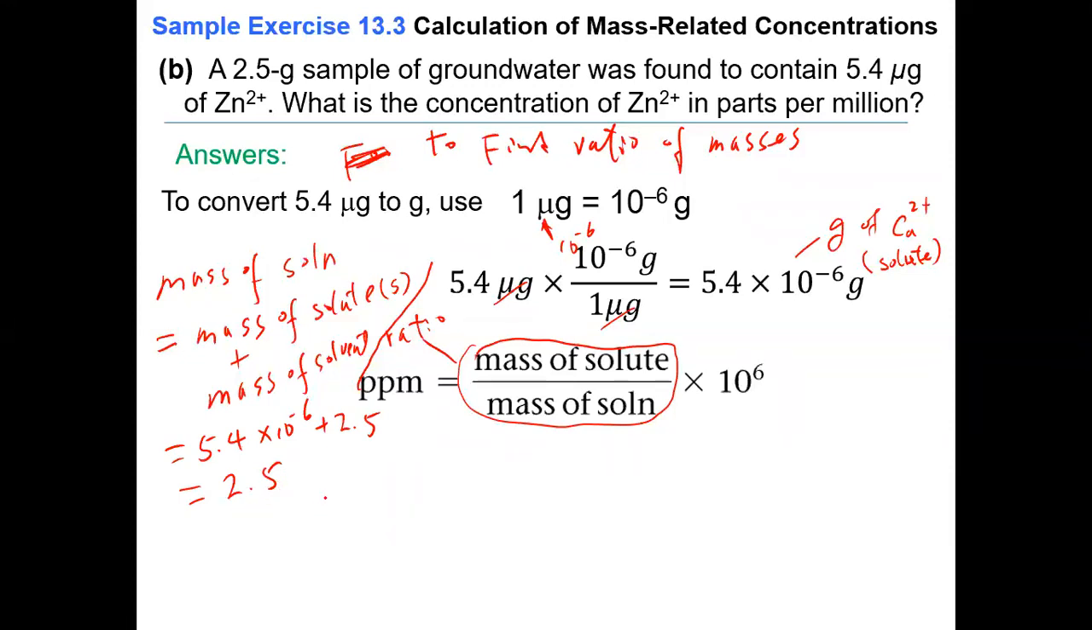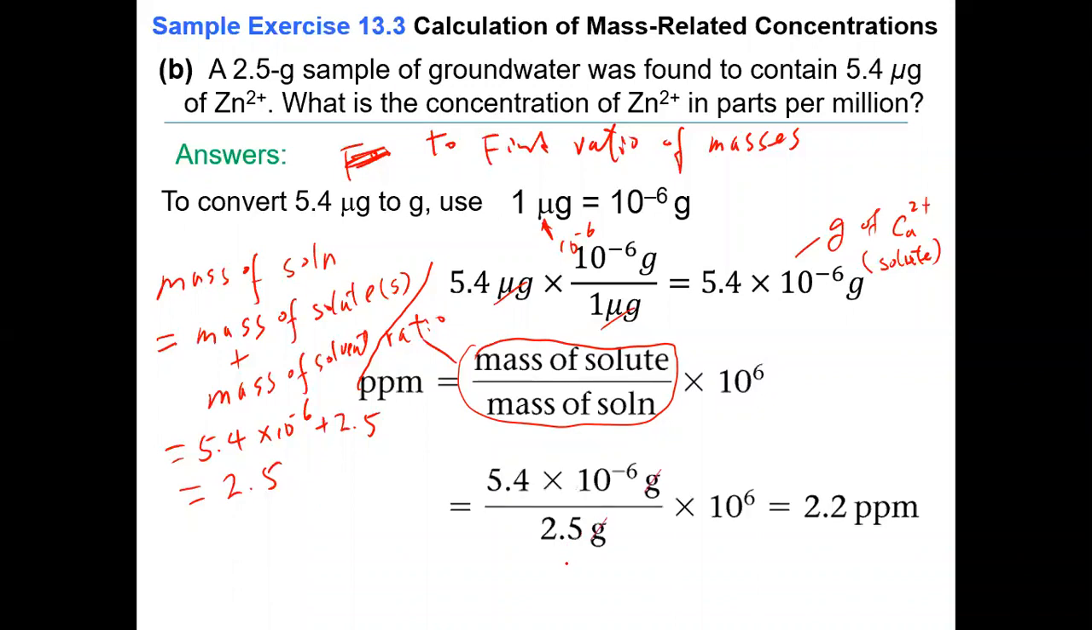Don't be surprised: you can see in the next line we still are using 2.5. We did not forget to add this in, but it is so small, so we still have 2.5. Therefore you take 5.4 times 10 to the negative 6 divided by 2.5. If you do that, you will get a number of about 2.2 times 10 to the negative 6. To have a convenient number, you multiply this by 1 million.